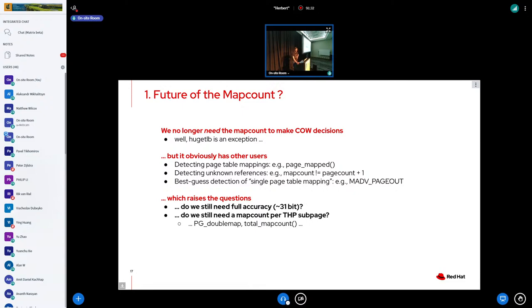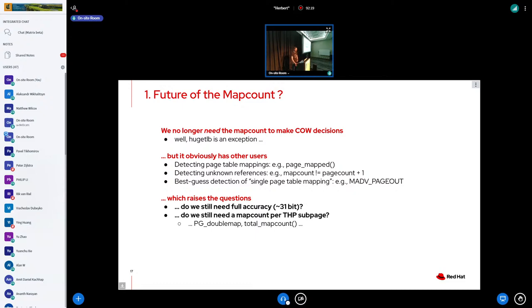So the general idea is that we have these map counts per subpage, and we don't really need that anymore for making copy-on-write decisions to handle that correctly. So the question is, what else actually needs a reliable map count? I think the most prominent example is detecting if there are other page table mappings, for example, in our rmap code. The issue is if you have a combined map count for a transparent huge page, you account everything to the head page or whatsoever. If you have a transparent huge page mapped via PDEs, you would already have 512. So making the map count less reliable would mean you have to keep at least 512 to only be able to identify it's mapped once into a process.